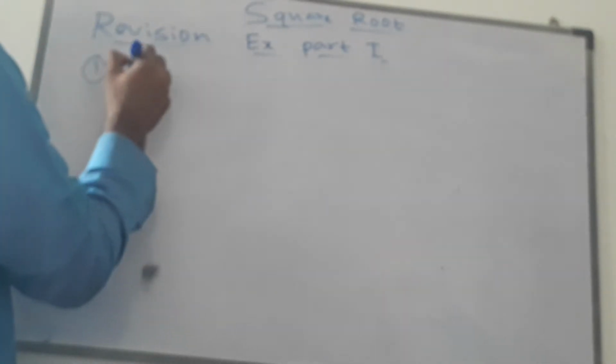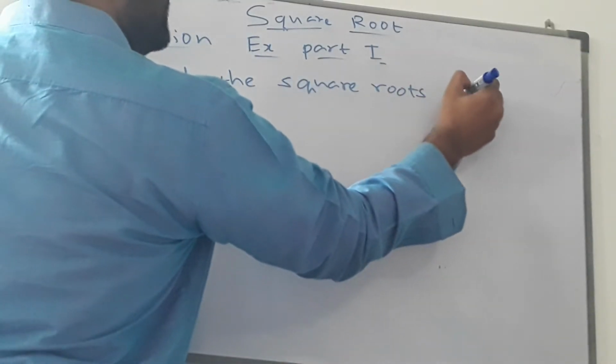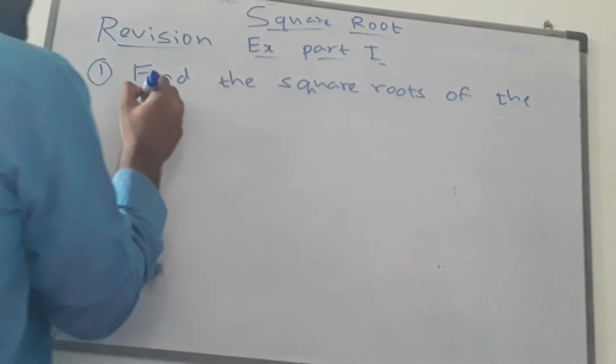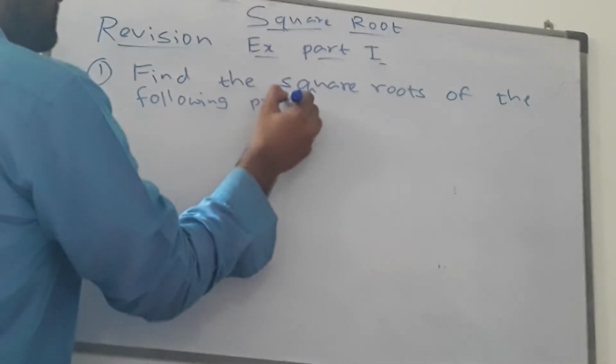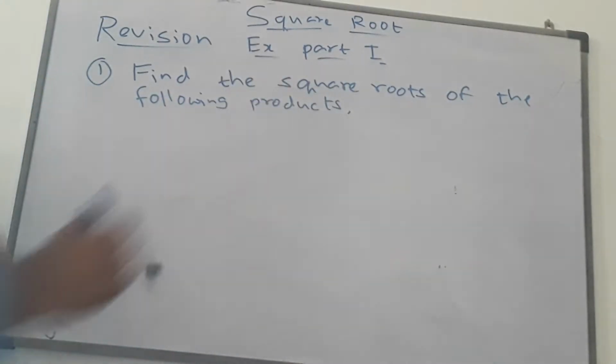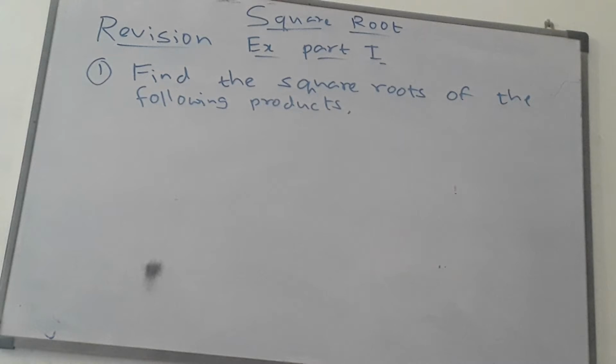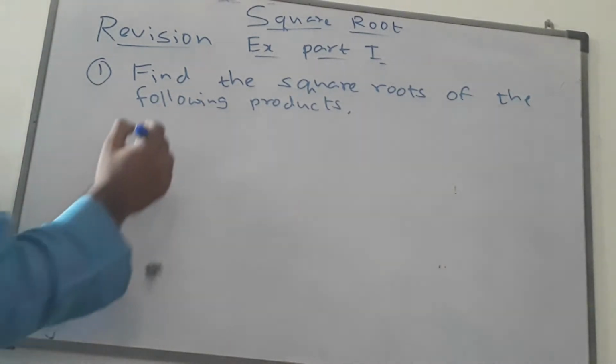Under this, our first question is: find the square roots of the following products. First question is 7 squared times 11 squared.